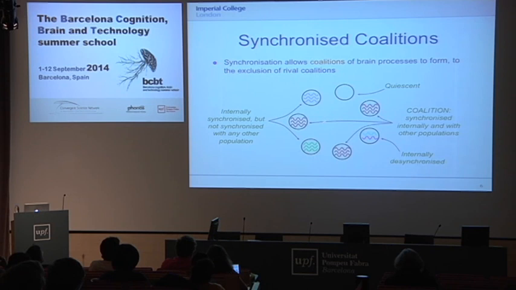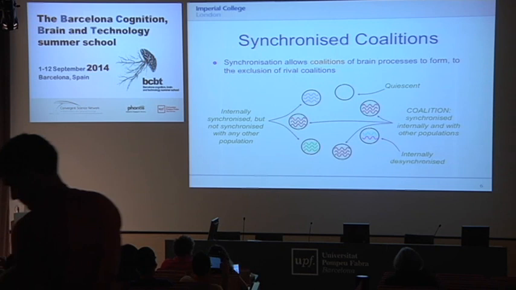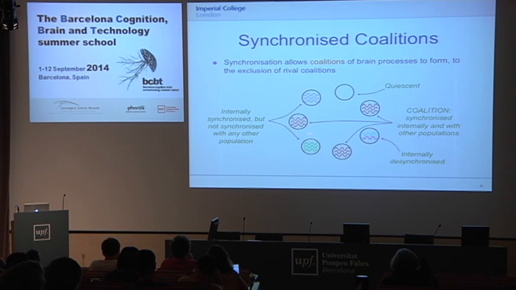Whereas we have other possibilities: these two populations are out of synchrony with these, so they're shut out of this coalition. And this population might be active, but there's not even any internal synchrony, so it's not going to be in a position to join the coalition. So I'm interested in the idea of coalitions of brain processes, where a coalition is a collection of populations of neurons that are in this kind of synchronization relationship.